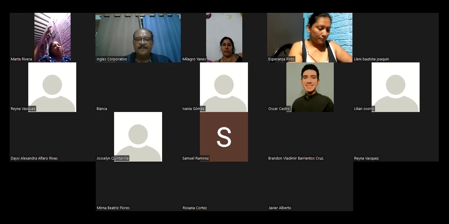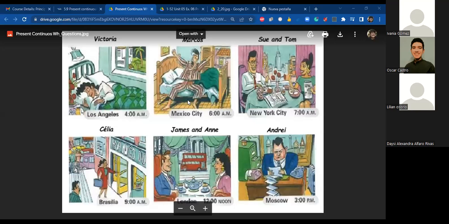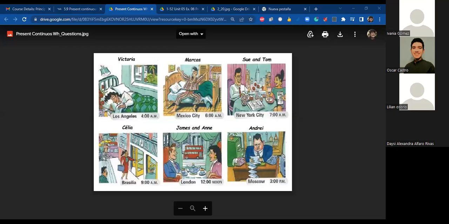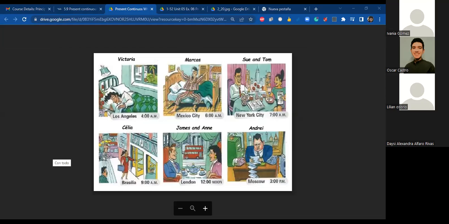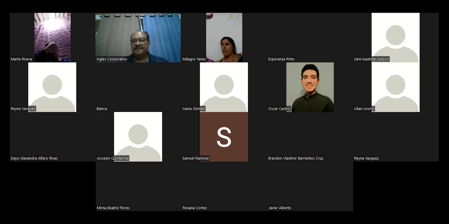¿Tienen la imagen a la mano? O no. Le podemos tomar una captura de pantalla, right? And then copy. Okay, there you have it in the chat box. You can check your WhatsApp and then you can take a look at the picture. Okay, and then we can write sentences here.